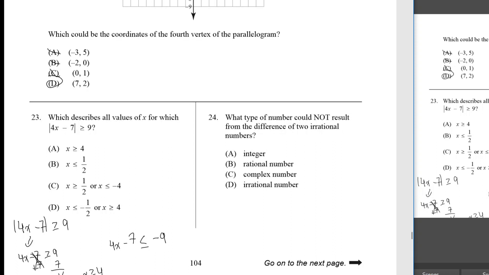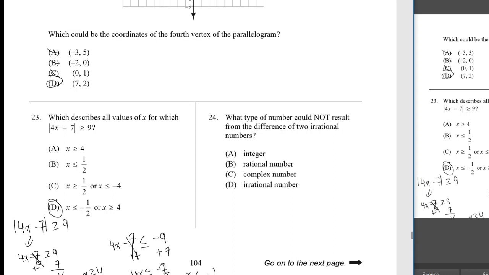And then I have plus 7, plus 7. 4x is less than or equal to negative 2, and I'm going to end up with negative 1/2, but let's just double check. Divide by 4, divide by 4, x is less than or equal to negative 1/2. All right, so in this case I have x is less than or equal to negative 1/2, or x is greater than or equal to 4. This is going to be a disjunction. All right, and so your answer is D.